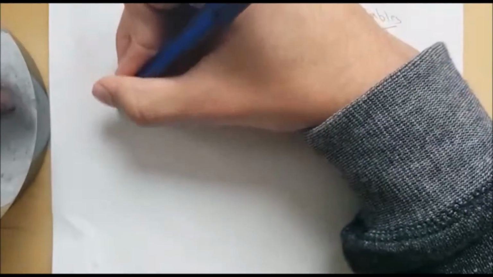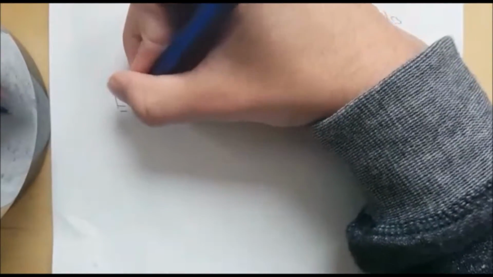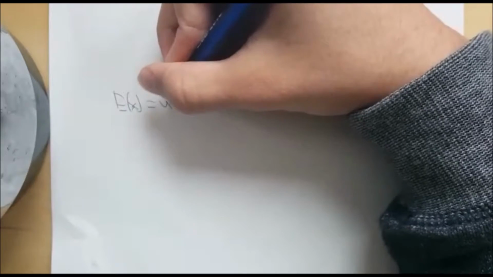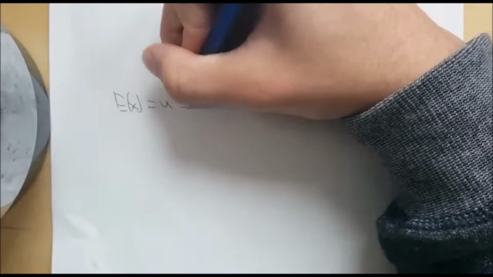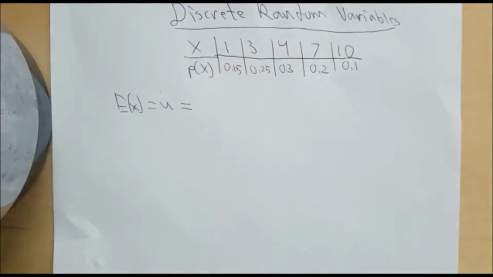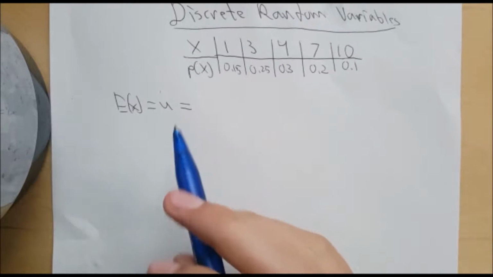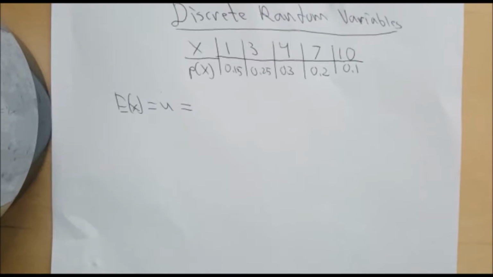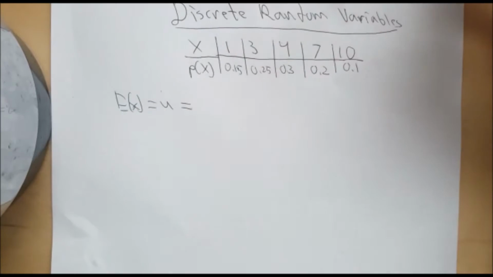Now, the expectation, E of x, of a discrete random variable, it's also notated by this symbol, just like the mean. And you can think of it as just the expected value that you're going to win on average. And its formula is really similar to the mean. It's just like instead of dividing it by the amount of terms, you multiply by the probability. I'm going to show it to you now.